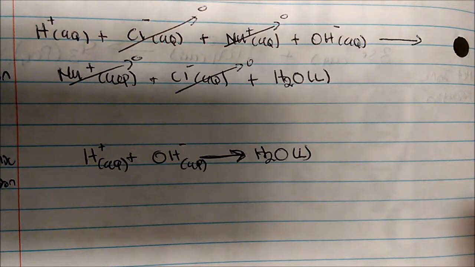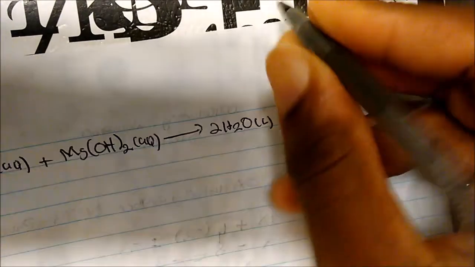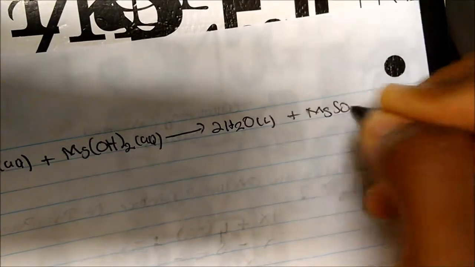Let's take a look at one more. What if we did sulfuric acid, aqueous, and we added magnesium hydroxide, aqueous, and that gives us 2 moles of H2O liquid plus the salt magnesium sulfate. This is the molecular equation. So how would you write the complete ionic equation?